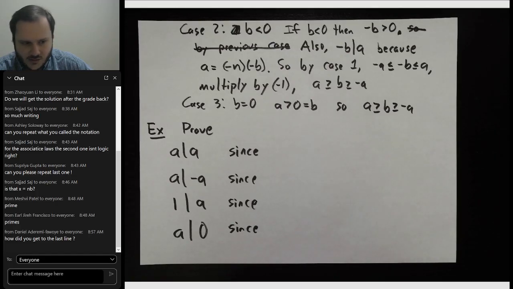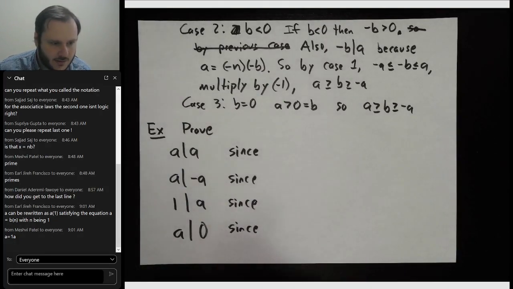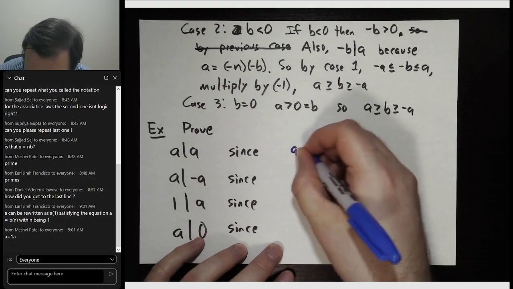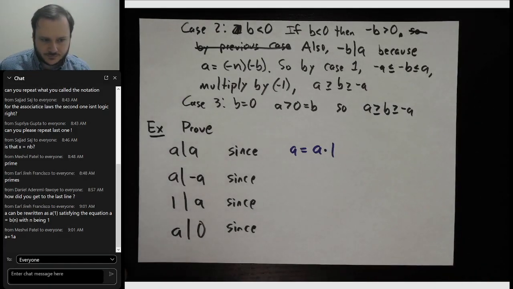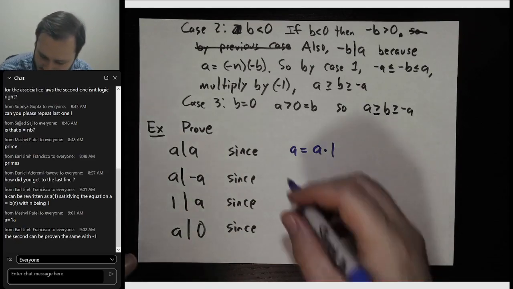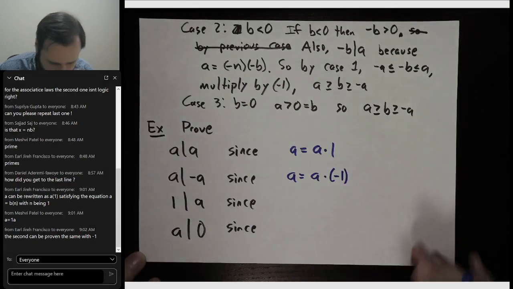I want to write this down in the form a equals some multiple of a. Yeah, really good. a is equal to a times 1. How would I prove this second one? Yep, same with negative 1. a is equal to a times negative 1.